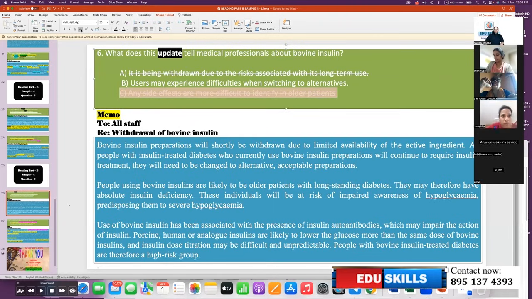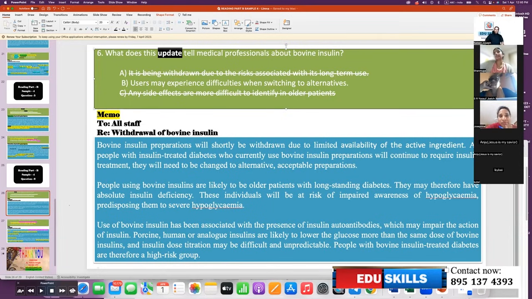repeatedly they are saying these users may experience difficulties when switching to alternatives. That is understood from the topic sentence: it's going to be withdrawn from the market. What is that? Bovine insulin preparations. Bovine insulin will be withdrawn. Then they are giving the reasons. Now the reason says the users may experience difficulties when switching to alternatives. The problem is, in this type of gist-based question, you will not find the answer in one particular sentence. The whole thing speaks about the difficulties.